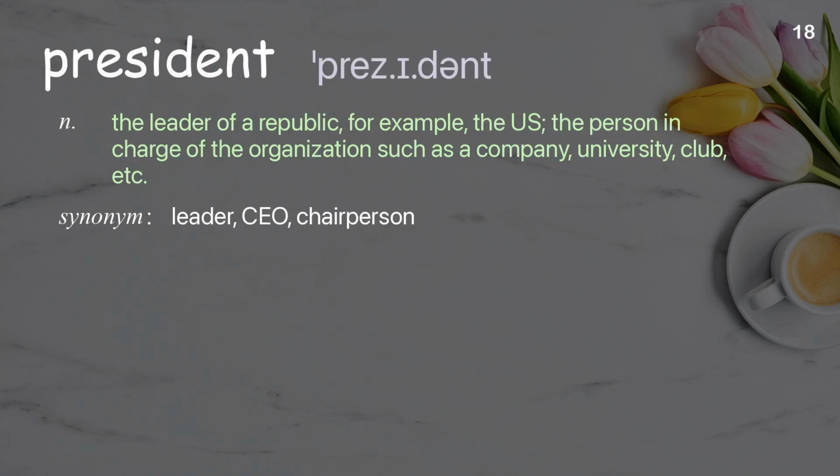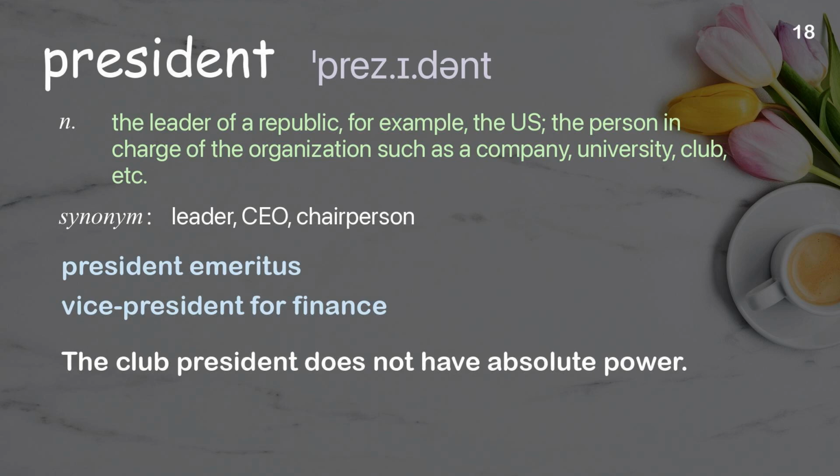President. The leader of a republic, for example, the U.S., the person in charge of the organization, such as a company, university, club, etc. Examples: President emeritus, vice president for finance. The club president does not have absolute power.